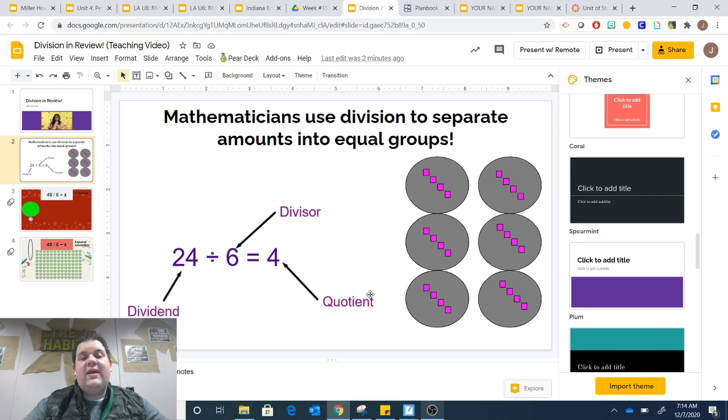So we're going to connect this to the picture now. We have 24 total objects. Those are the little pink squares. And there's 24 in this picture. I've put them equally into 6 groups, and then there's 4 total pieces in each group, so that is our answer. So this one matches really well with the fair share model that we're going to learn next.